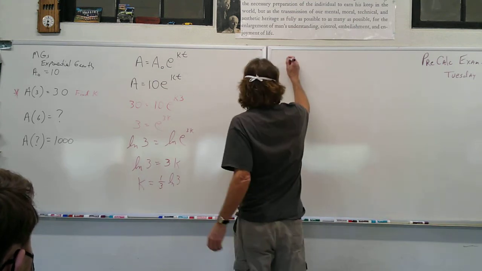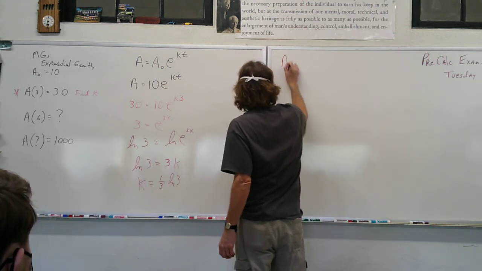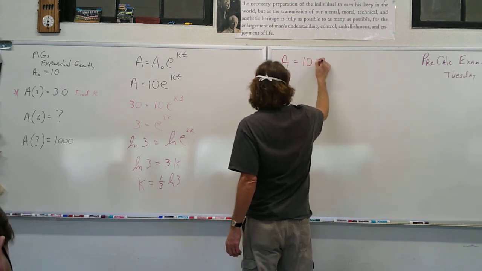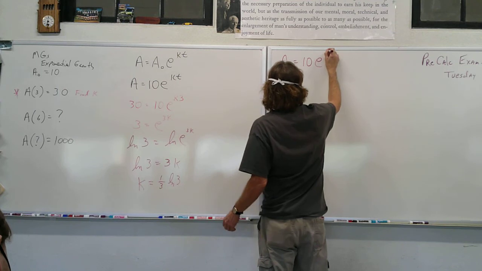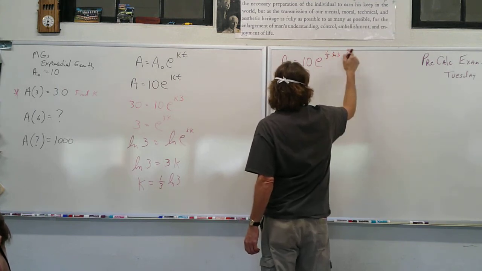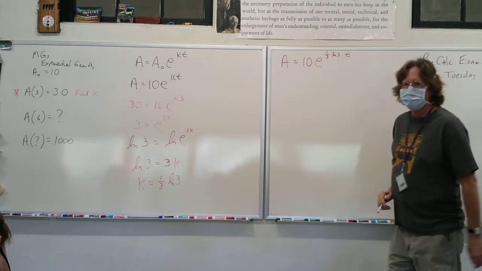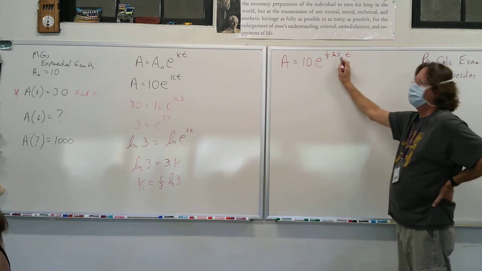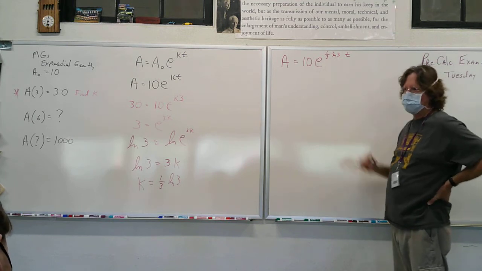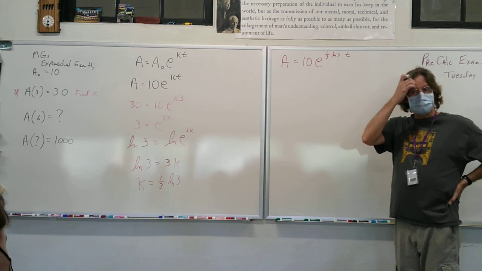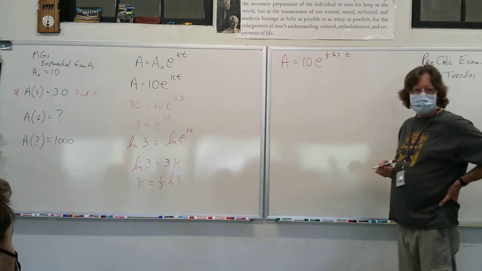So, I have this formula. A equals 10 e to the 1/3 natural log of 3 times the t. And you would have a big old decimal there if you were using your calculator. Is everybody all right with that? Your k value would be a decimal. I just didn't put it in the calculator.